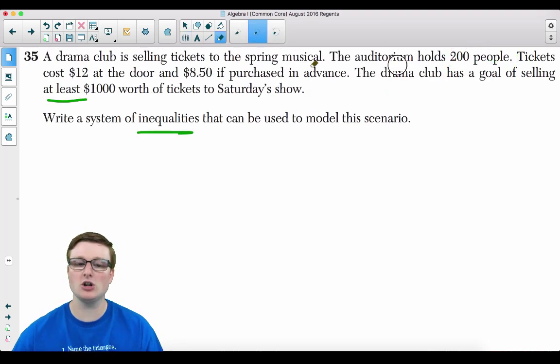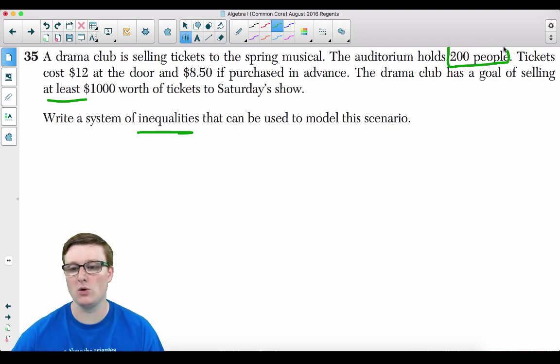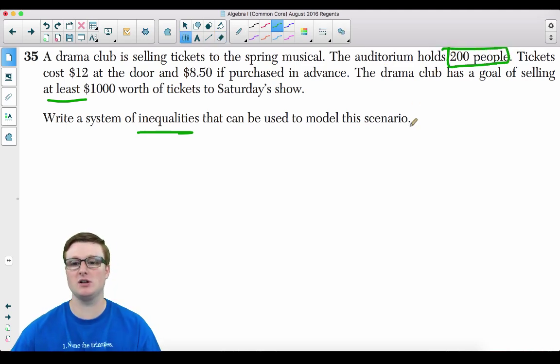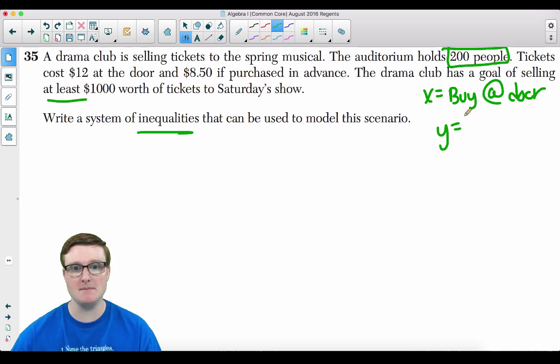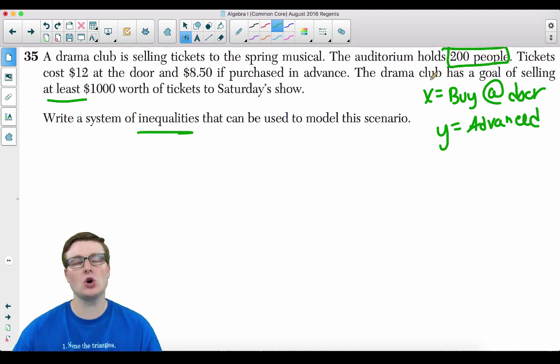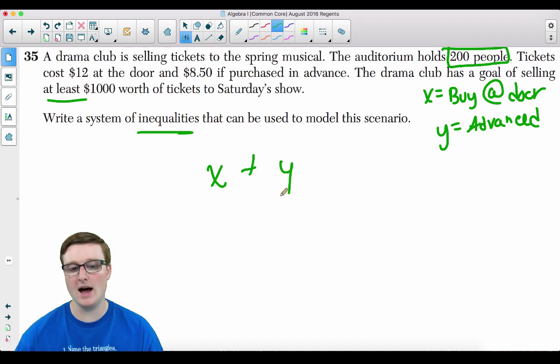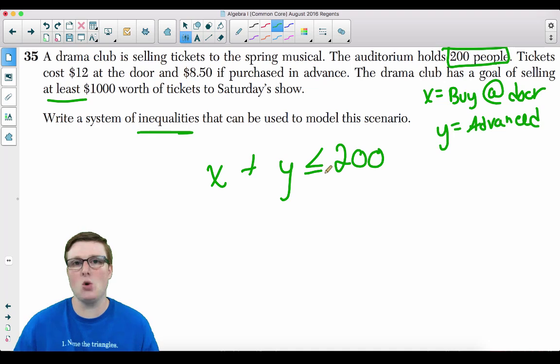Okay, so there are two types of people for this, and this is probably the trickiest part of this question. There are two types of people. The X people, the people for X, those are people who buy at the door. Okay? Your Y people are the people who purchase in advance. Okay? So, the auditorium can hold a maximum of 200 people. So that means that your X people plus your Y people has to be less than or equal to 200 people. That's the capacity of the auditorium.